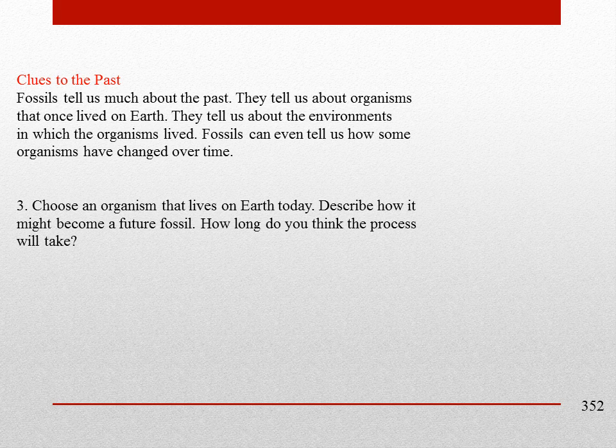Please open your books on page 352. Clues to the past. Fossils tell us much about the past. They tell us about organisms that once lived on Earth. They tell us about the environments in which the organisms lived. Fossils can even tell us how some organisms have changed over time.